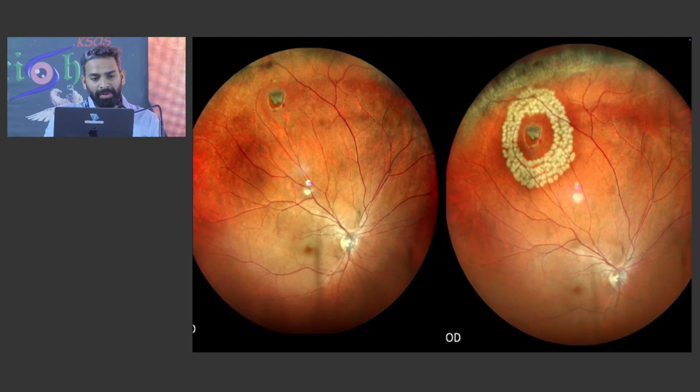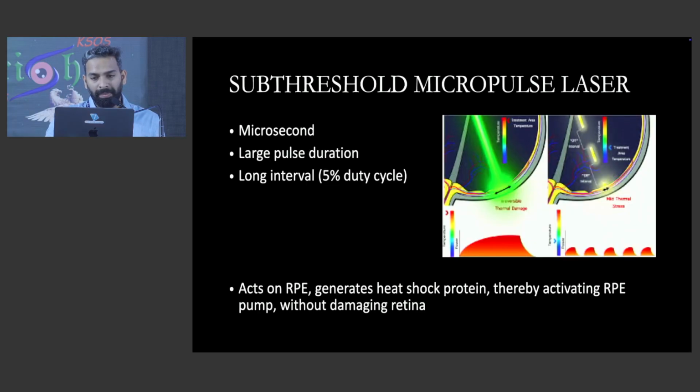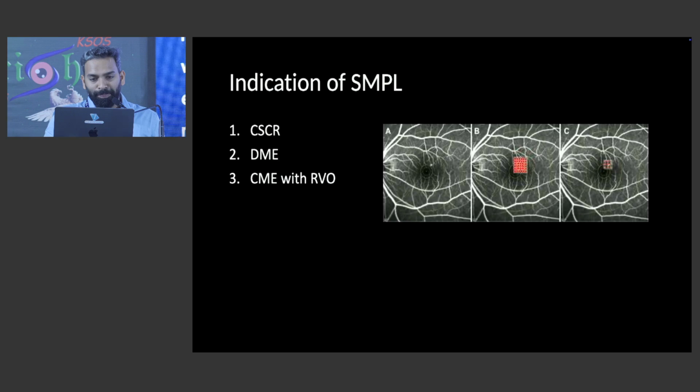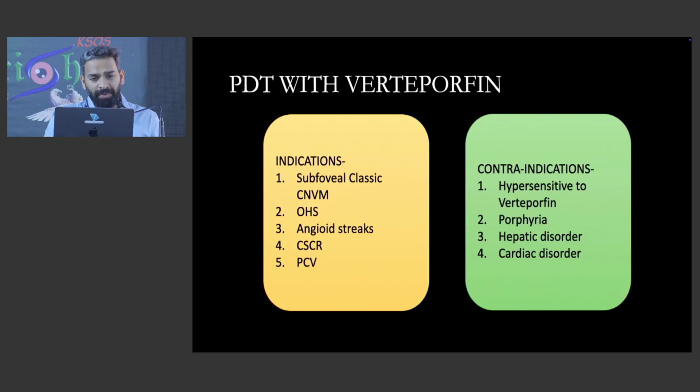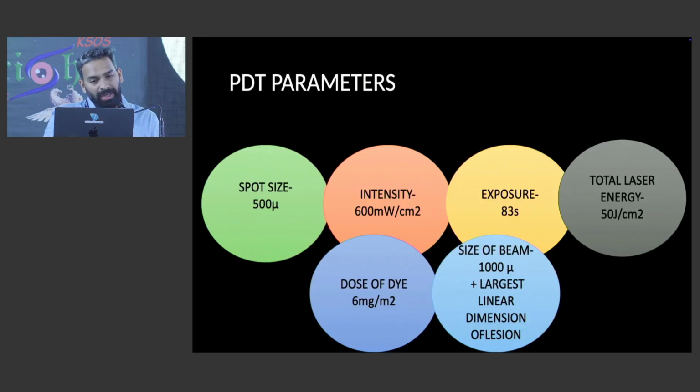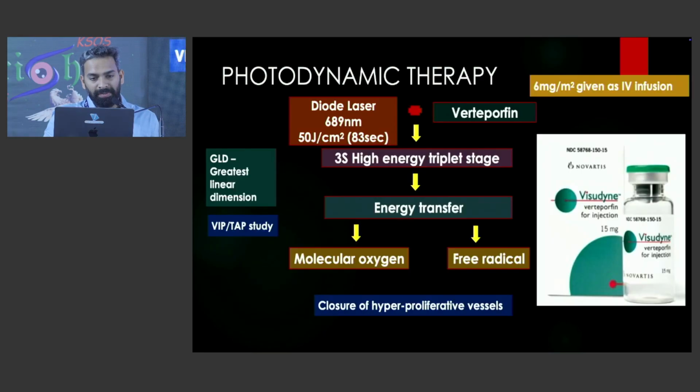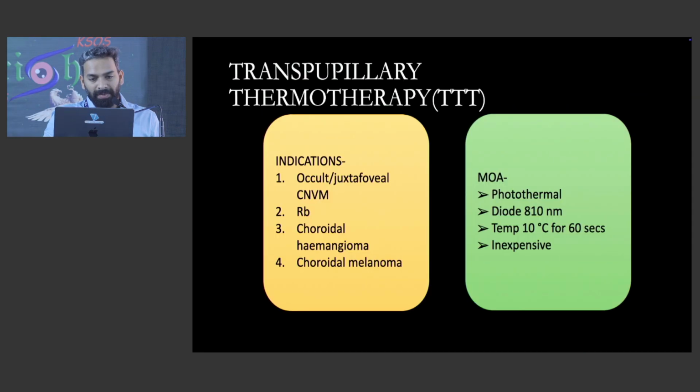Barrage laser, again, for a retinal hole, you can barrage it completely so that it doesn't recur. There are subthreshold micropulse lasers. Just mentioning PDT with verteporfin, which you can use for subfoveal classic CNVs, OHS, angioid streaks, CSR, PCVs, PDT parameters, and TTT, just to mention because there is no time.